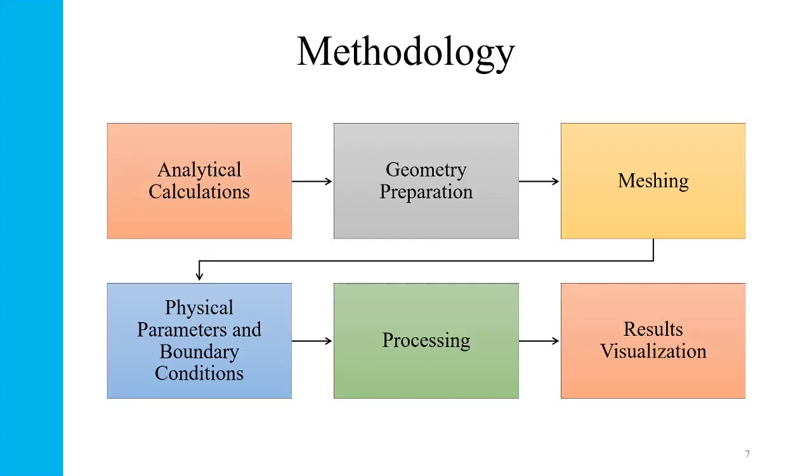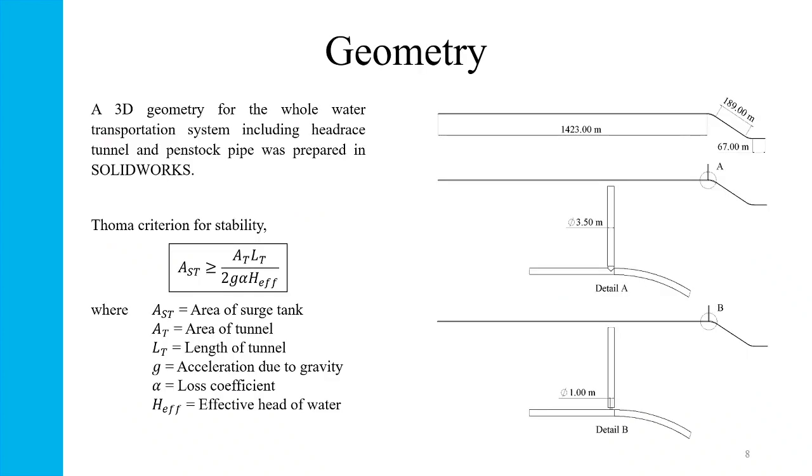The following flowchart shows the general method followed for this study. Each of these will be described in the coming slides. Geometry. A 3D geometry of the whole water transportation system, including headrace tunnel and penstock pipe, was prepared in SolidWorks. For approximating the diameter of the surge tank, we used the Thoma criterion for stability with a factor of safety of 2. The approximated diameter was used to add surge to the prepared 3D geometry, and altogether we prepared 3 geometries, one without surge and the other 2 with simple and restricted orifice surge.